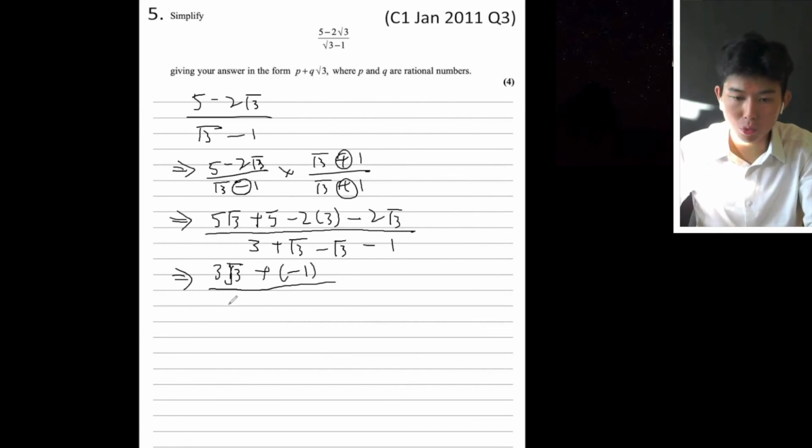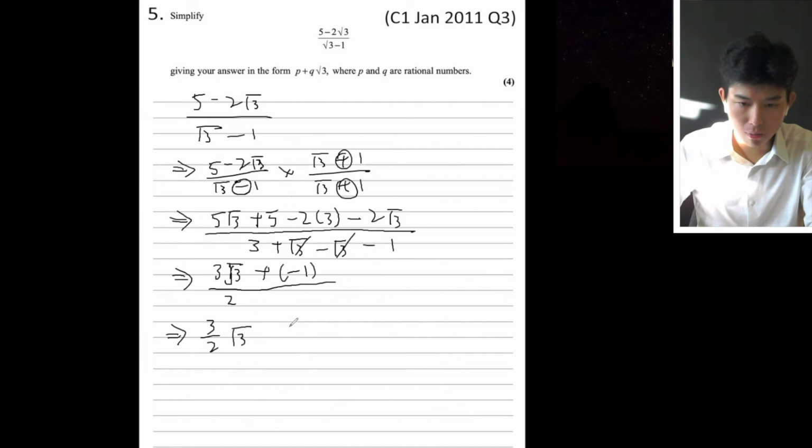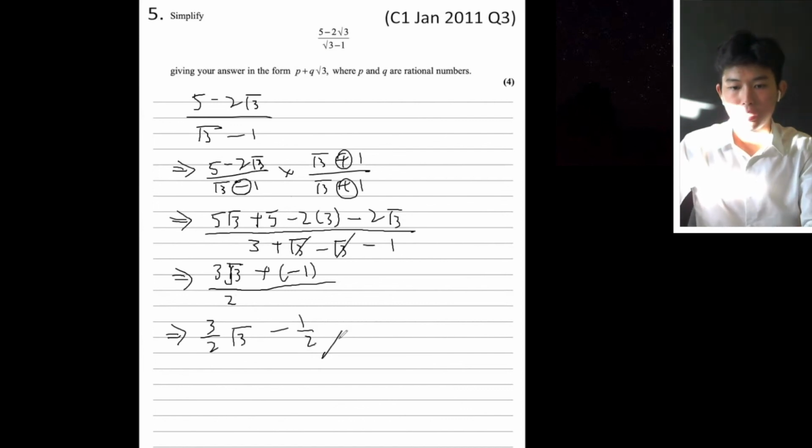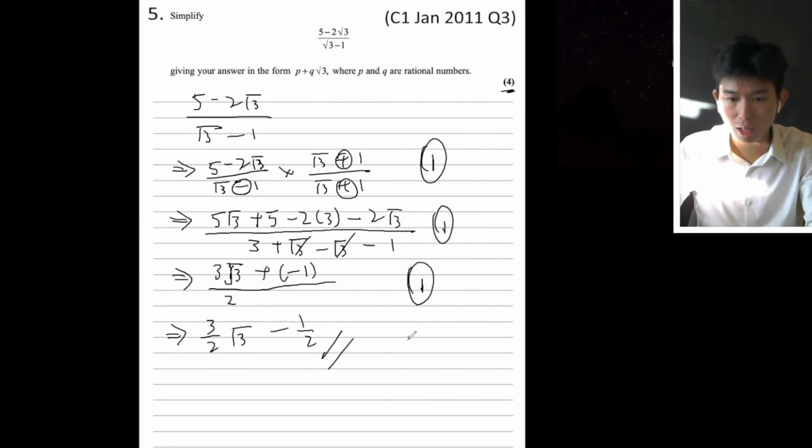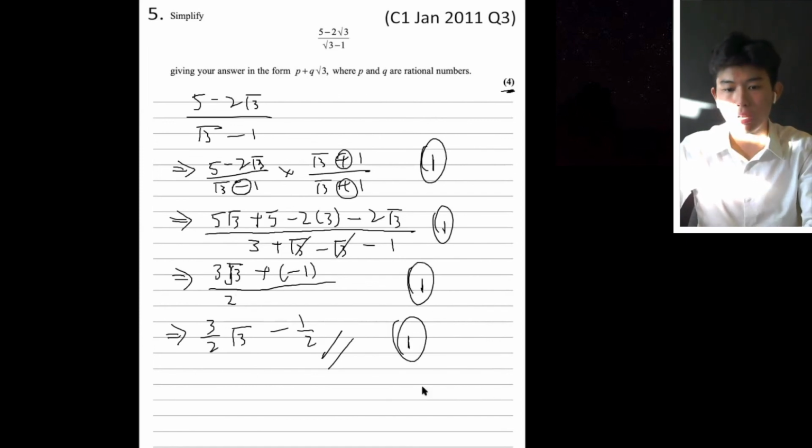And 3 minus 1 would be 2. Root 3 minus root 3 would be cancelled out. And the final answer would be 3 over 2 root 3 minus 1 over 2. And that would be the answer. And 4 marks. Okay, 1 mark for the method marks, and 2 marks for the working, and 1 mark for the final accurate answer.